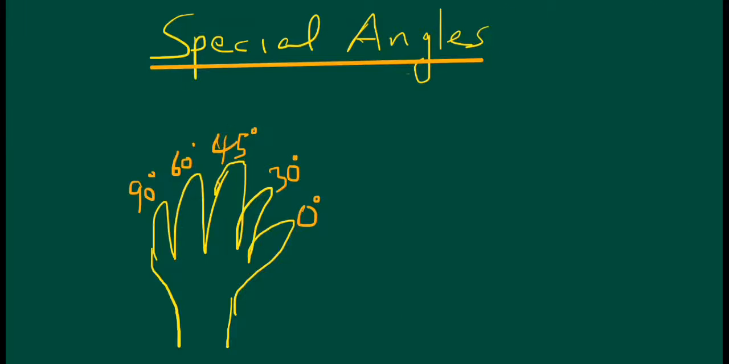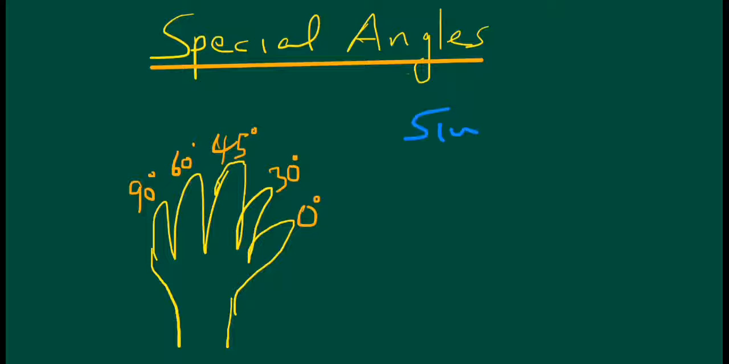In this video, I'll show you how you can use your hand to find sine, cosine, and tangent of a special angle. So here we have a hand and the special angles: 0 degree, 30 degree, 45 degree, 60 degree, and here we have 90 degree. By using this hand, I can find sine, cosine, and tangent. Okay, let us start with the first example.